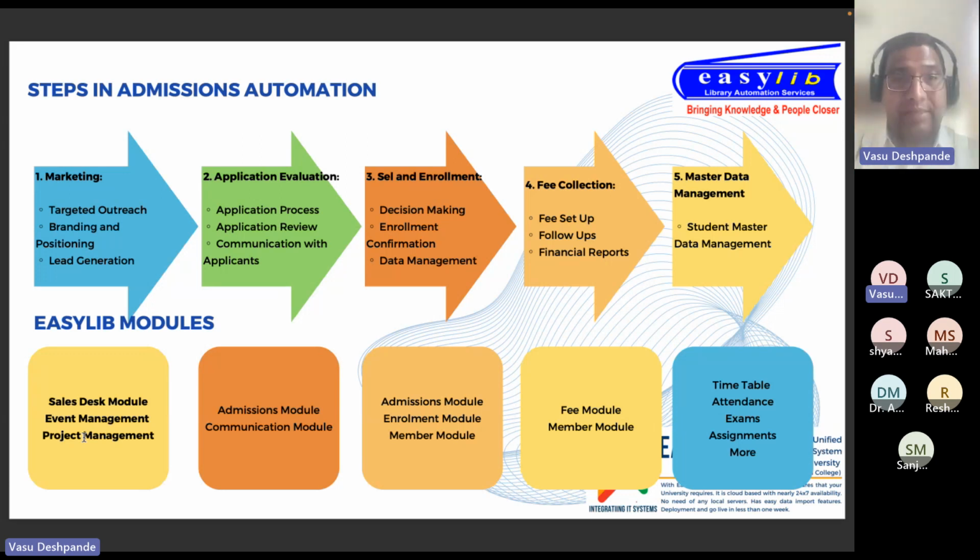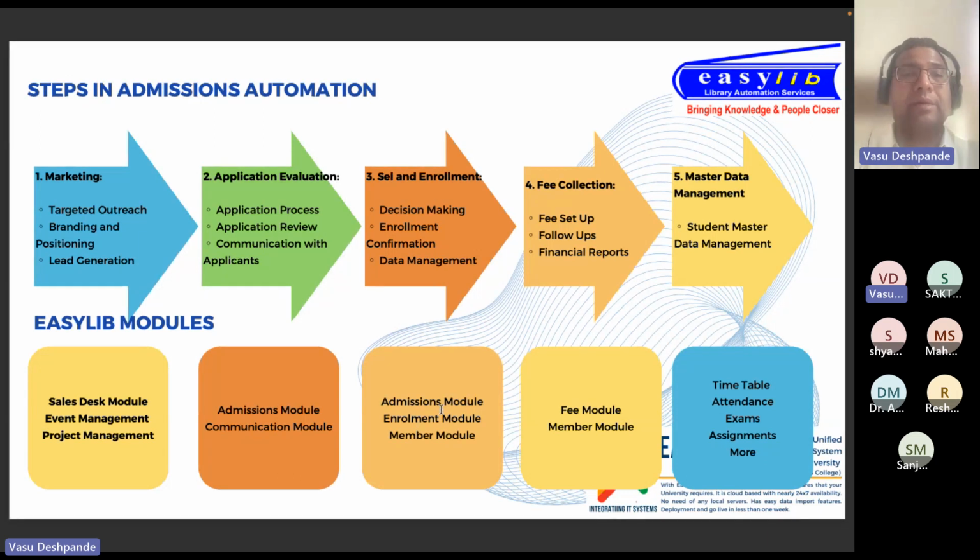So, for example, today's webinar, right? All of you might have filled that application form. That is coming again from Easylib. You can use that for your admissions process. So, this event project management. Then admissions module, communication module, which will help you send messages to hundreds of students at a time.